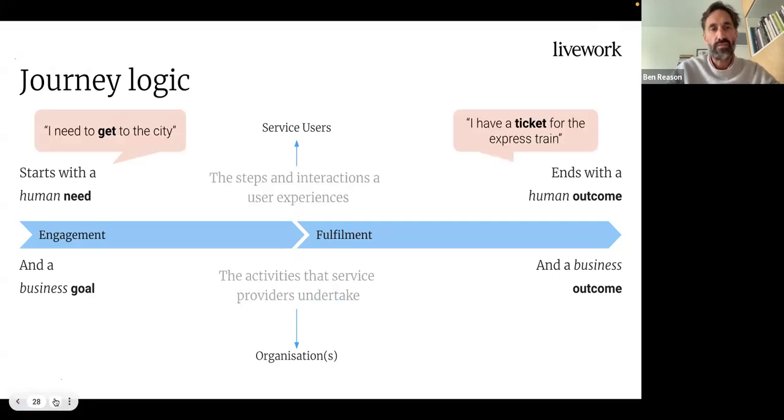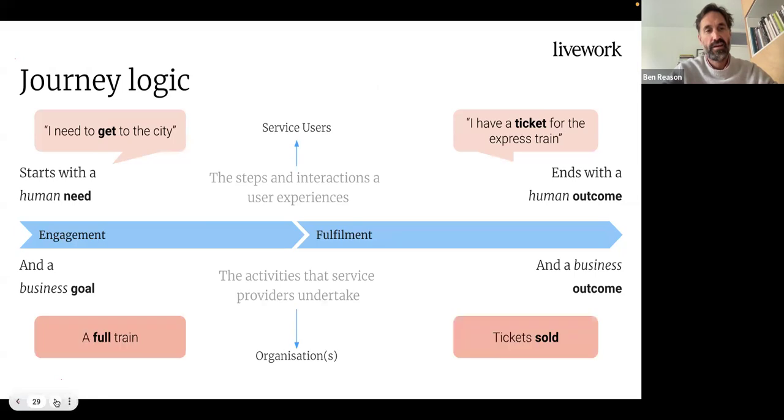If you think about a very simple, very common journey, like I need to get to the city from somewhere outside, from the airport or whatever, the outcome of that is I have figured out the right way to go, and I have a ticket, in this case, for the train. And that aligns with a business goal. If the business is the train operator, they are aspiring to a full train and a ticket sold. So it's a very simple illustration of that model, but it gives you an idea about the fundamentals behind how we've been approaching this.